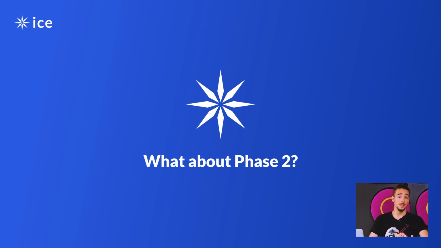Next question, what about phase two? Phase two represents the mainnet launch of the ICE Network. This is when we'll release our network coin and start the distribution of mining rewards. All the products and services that are launched until the release of phase two will be linked to our mainnet.